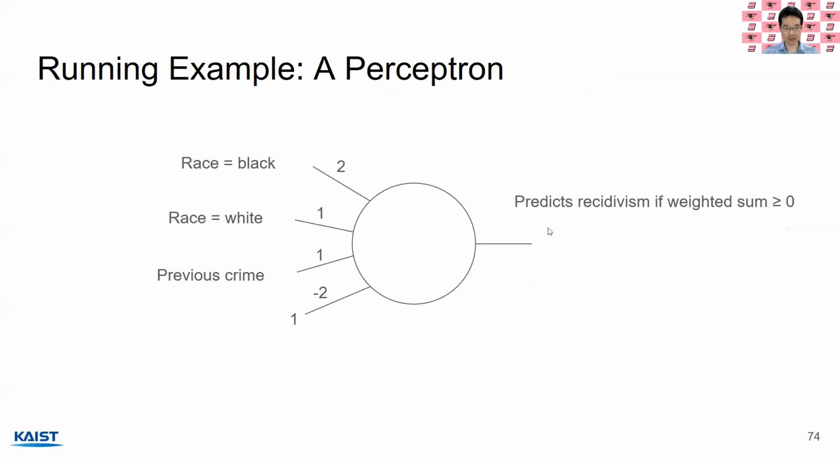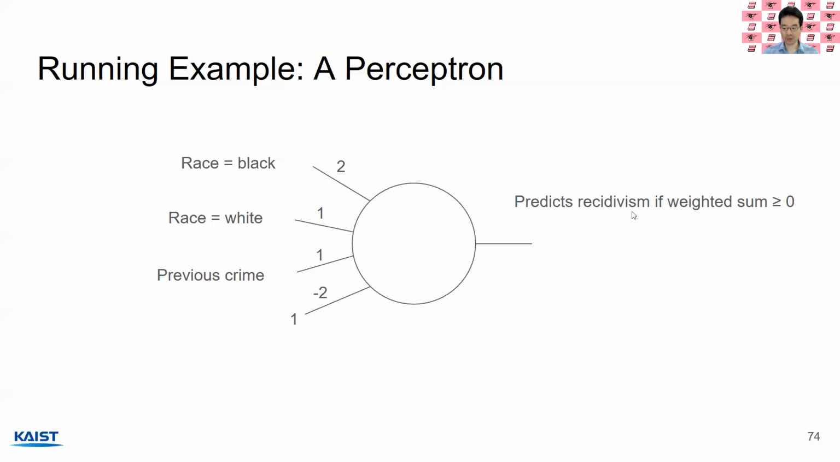I like to use a running example to be very concrete, and I don't even need to use a complicated model. I'm going to use a Perceptron, which is the most basic unit in a neural network. This Perceptron receives input features. Let's say that we have three of them here. Race equals Black has the value of 1 if the person is Black, or 0 otherwise. Race equals White has 1 if it's a white person, or 0 otherwise. Previous crime is 1 if the person has a previous crime, otherwise 0. And this is a constant just to make sure that our threshold is 0. This is here for convenience.